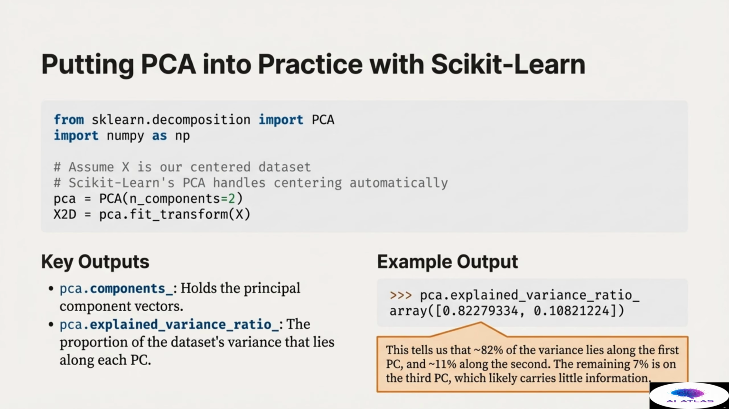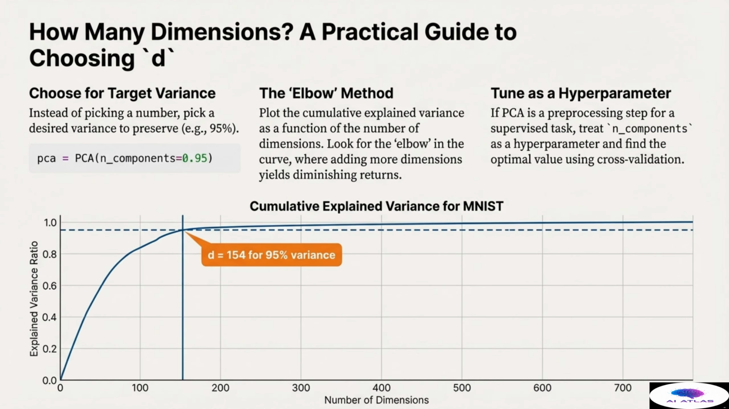One of the most practical and crucial decisions in applying PCA is choosing the optimal target number of dimensions, which we denote as d. We have 3 excellent methods for selecting this value. First, you can choose based on a target variance. Instead of arbitrarily picking a number, you instruct the PCA object to select the minimum number of components necessary to preserve a desired percentage of variance. For instance, 95%. This is often the safest and most robust method.